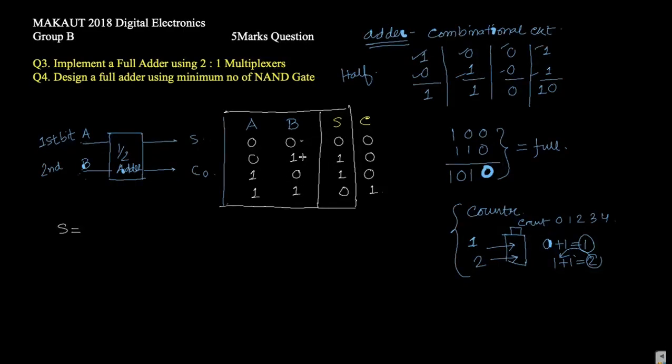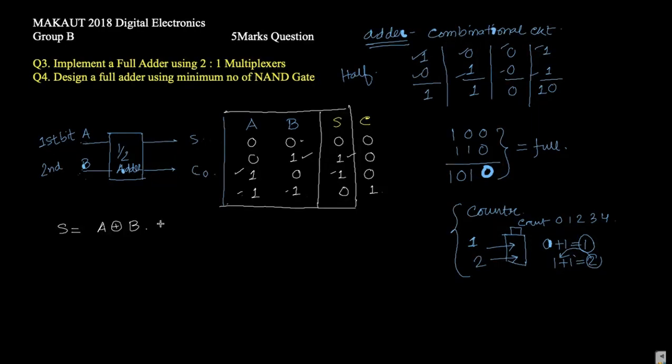Here there is an odd number, one 1, so the output is 1. Here also there is a single 1, that is an odd number of 1s, so the output is 1. But here there is an even number of 1s, the first 1 and second, two 1s are present, so the output is 0. So this is nothing but an XOR gate. So S becomes A XOR B. This is your expression for the XOR.